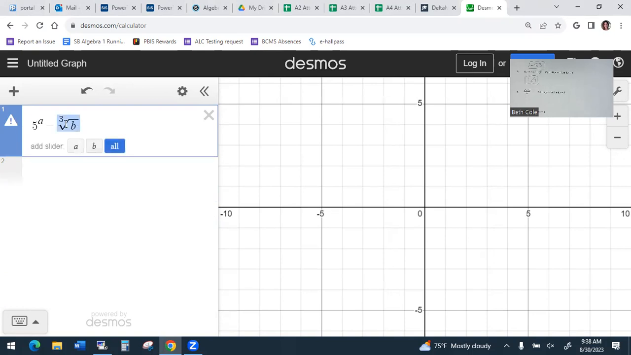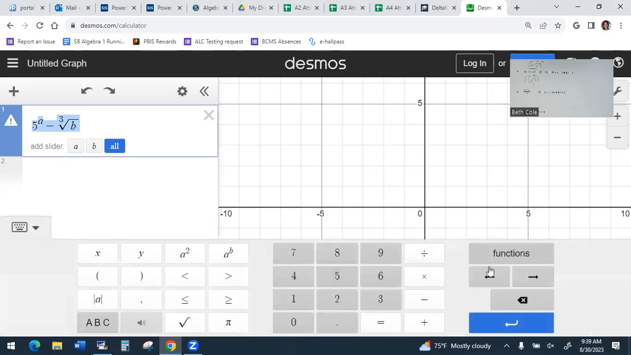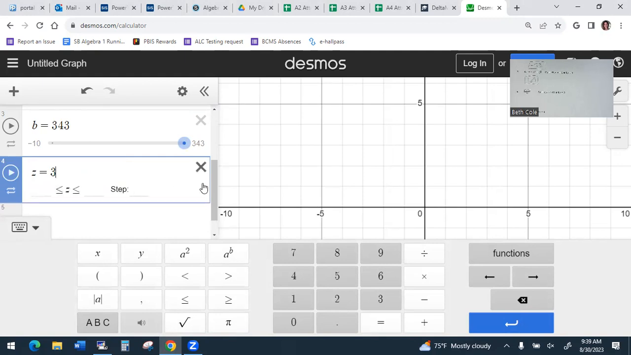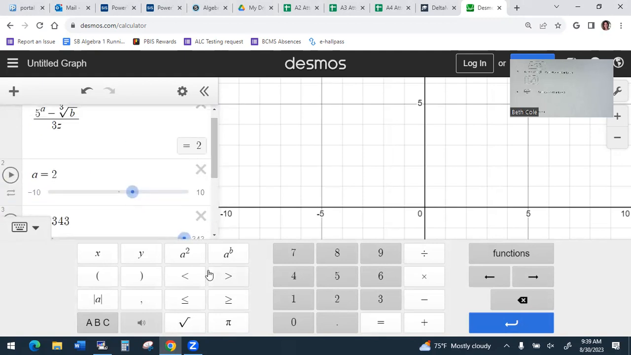b. Good. Now I want to divide by that whole thing, so I'm going to highlight it. Divided by, oh my gosh. What undo? Oh, good. Here we go. I want to do divided by, there we go, 3z. So now I'm going to come down here. A equals 2. Good. B equals 343. And Z equals 3. Scroll back up. Answer is, how do you like that? 2. Your answer is 2. It's just 2. That's an equal sign.